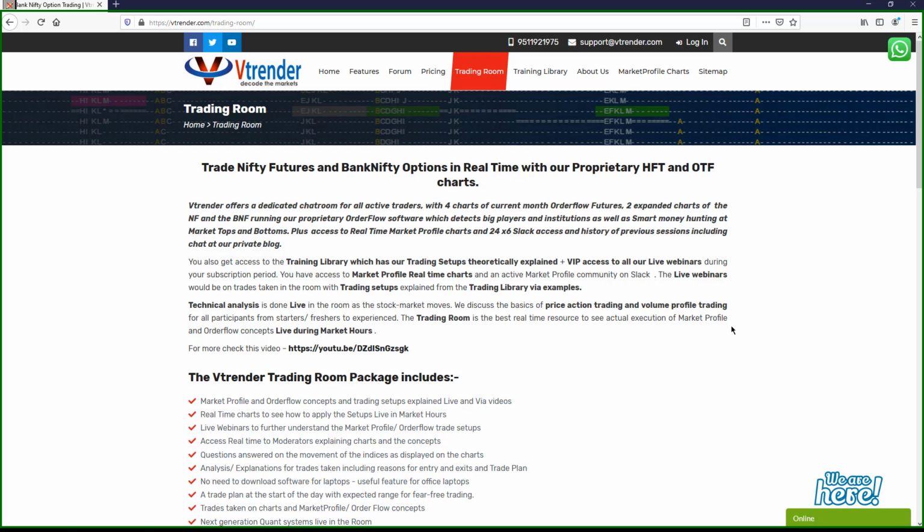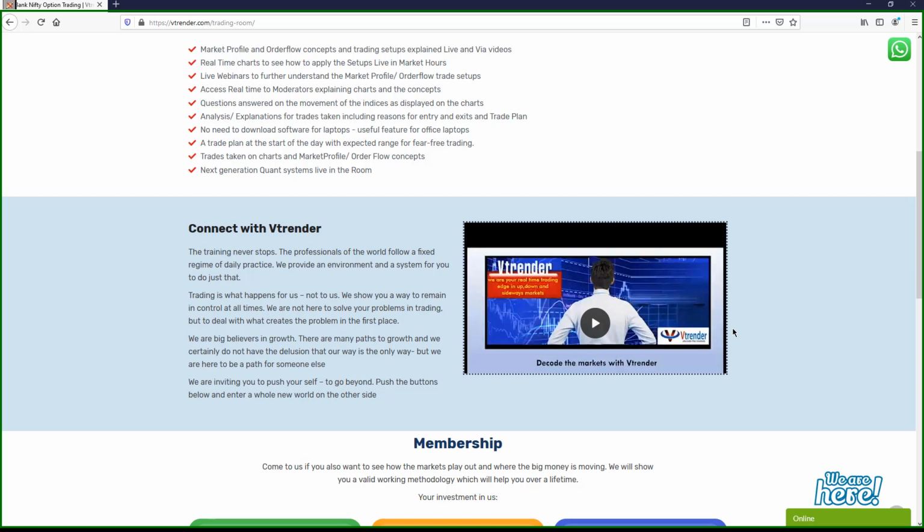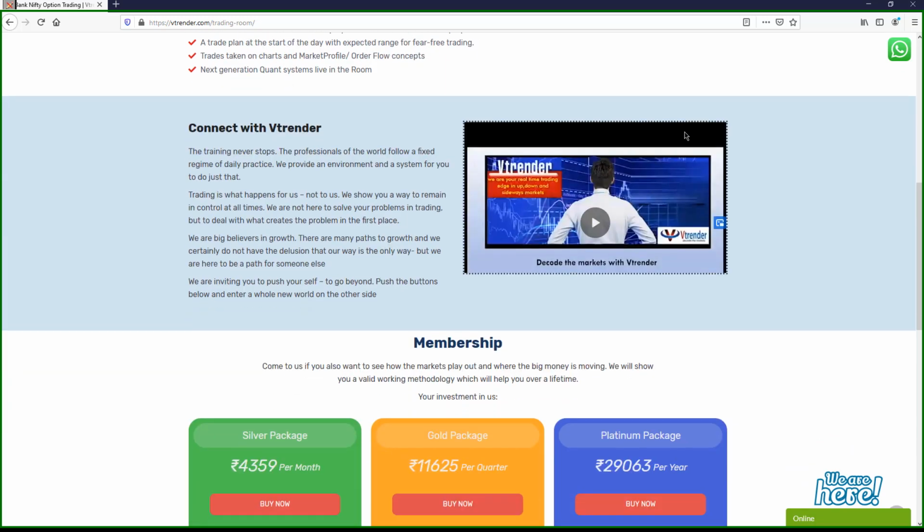So in this trading room, we would be having for you the Nifty and the Bank Nifty order flow charts. We have everything highlighted. We'll walk you through what our trading setups are, and we use only those specific trading setups. We don't believe in trading randomly. We don't believe in trading all over the place. Specific setups to be executed with the cutting edge information which the order flow charts give us.